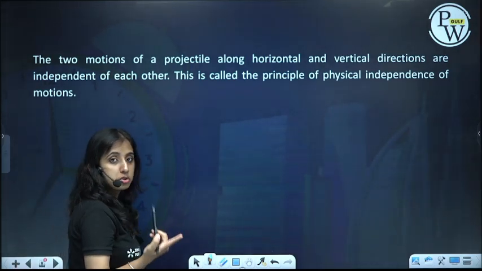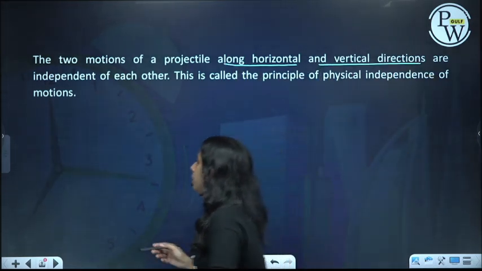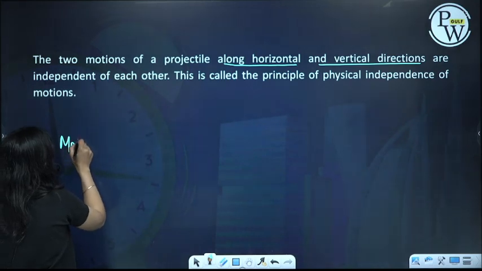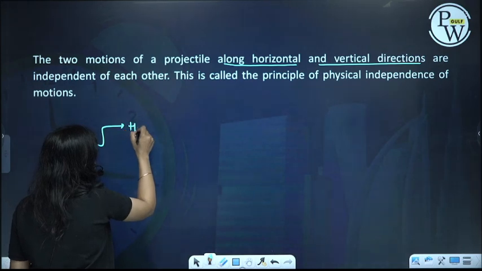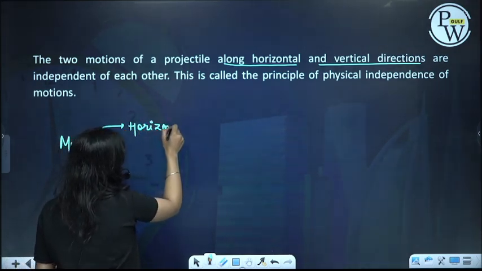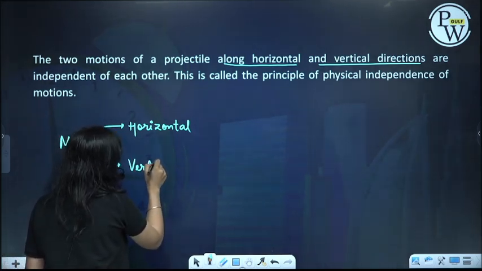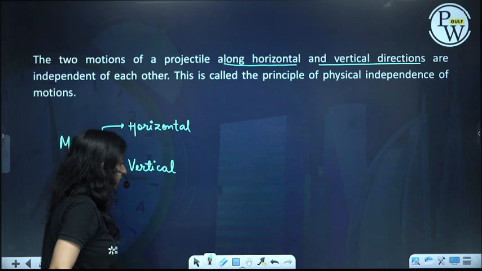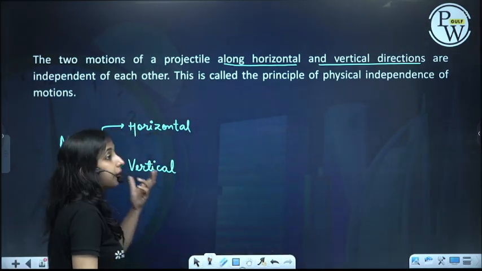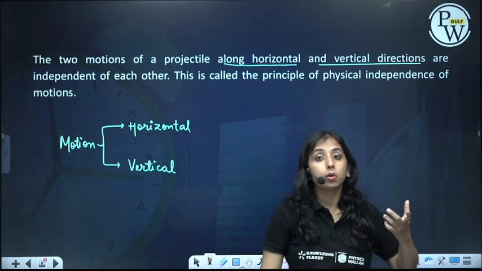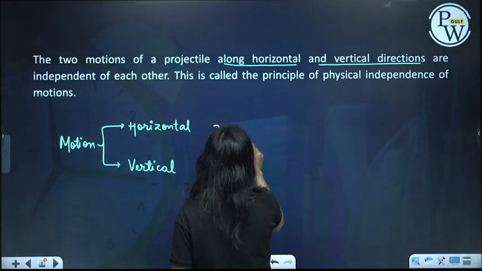So the two motions of a projectile are along the horizontal and vertical directions. The motion is divided into two mutually perpendicular directions: one is the horizontal direction and the other is the vertical direction. Now these are two mutually perpendicular directions, so motion is independent along these two directions.